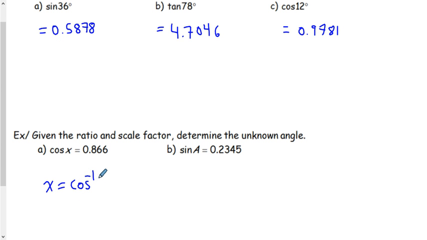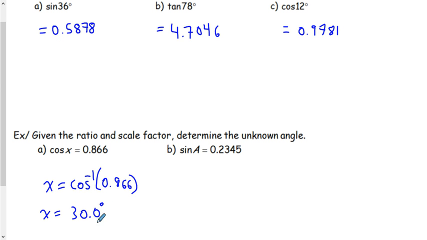And you'll probably see cosine to the -1 written above your cosine button on your calculator. And that's going to be equal to 0.866. And then I'm just going to hit enter on my calculator, and I'm going to see what I get. Now I should get an angle here. So 0.866, I plug that into my calculator, and what I end up getting is 30, we'll round off to 1 decimal place, 30.0 degrees.